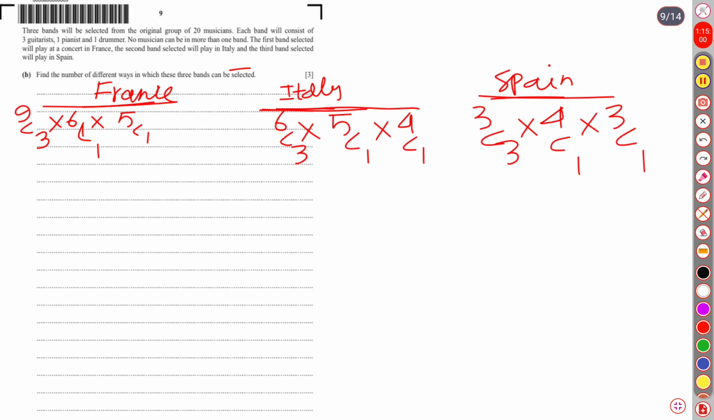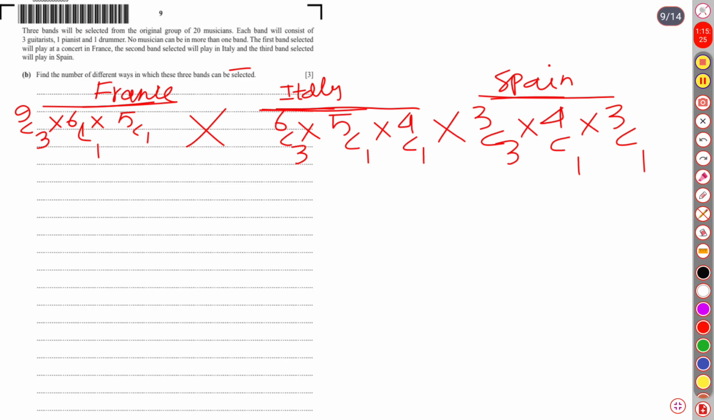Yes, now the greatest twist in this question is whether we will do addition or multiplication. Look at this, it is not addition. You may get confused with this concept. It is not addition, it is actually multiplication. And if you ask me the reason, it is actually because we are simultaneously forming the three teams, three bands.